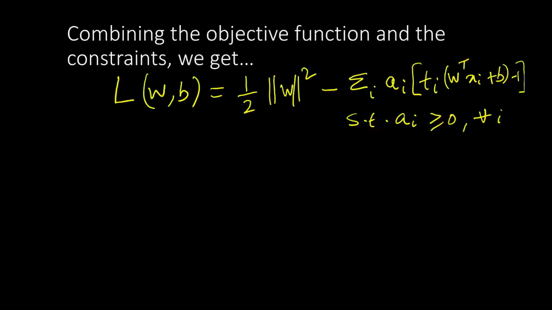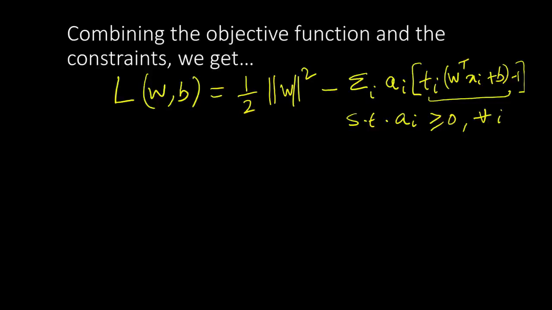We are trying to shrink w. We are trying to shrink the mod of w, the L2 norm of w, and it is subject to the condition that for all training points this particular expression should be greater than or equal to 1. Or in other words, this expression minus 1 is greater than or equal to 0.